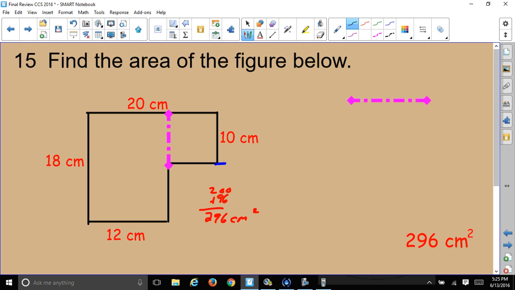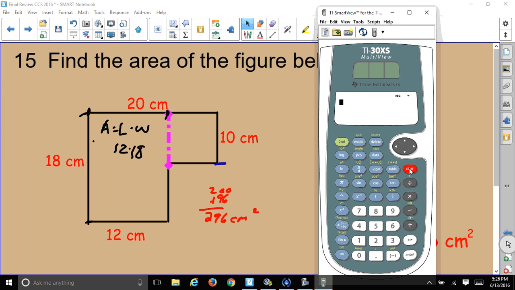Again, we have two rectangles, so area equals length times width. Now the length goes from here to here. Even though this whole side says 20, we have to stop right at this point. And from this point to this point down at the bottom gives us 12 centimeters, which is the length. The width of this rectangle goes from the top all the way down to the bottom, and that's 18. So let's get our calculator out and multiply that out. 12 times 18 gives us 216 for this inside.